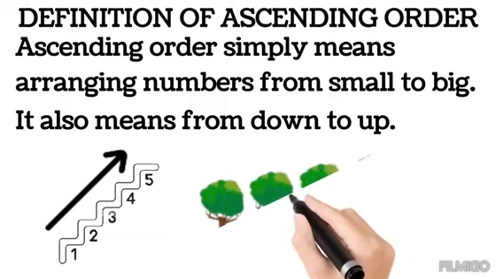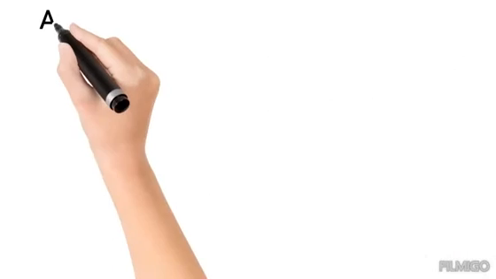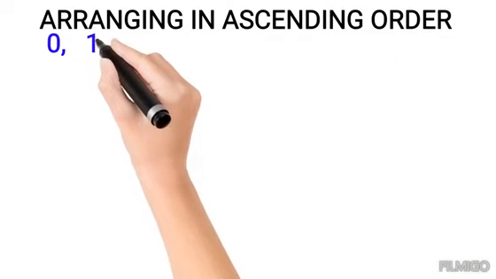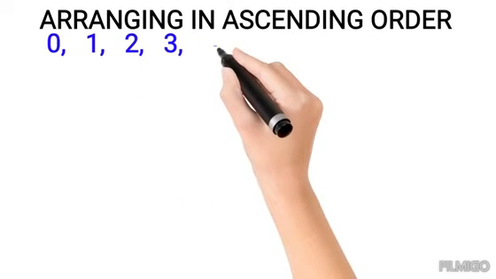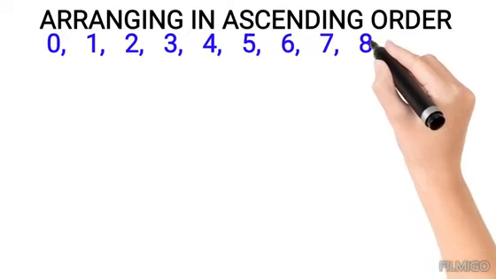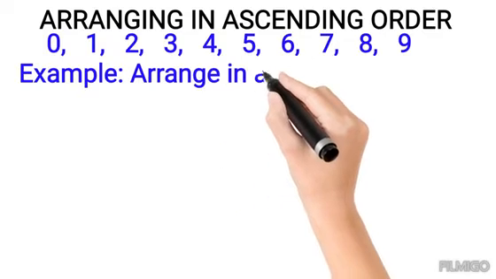Now let's look at the picture given. Looking at that, it shows that the plant is growing. It is increasing in height. So it means it's ascending. Let's go to the next, which is arranging in ascending order. In ascending order, we count forward. That is, we start counting from 0 to 9. From 0 to 9, counting forward.